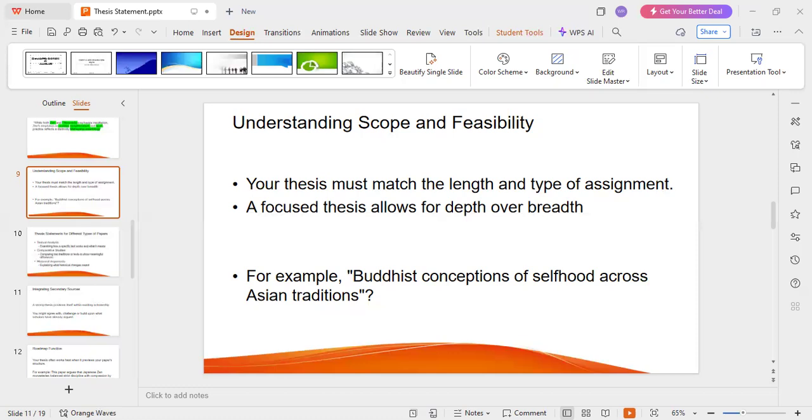All right, Reverend. Any other ideas? Asian traditions, it includes many. So you think it includes many because it says Asian. We don't know what traditions they are researching on. Right. So when you consider Buddhist conceptions of selfhood across Asian traditions, this one is somewhat better than the previous two that we discussed, right?